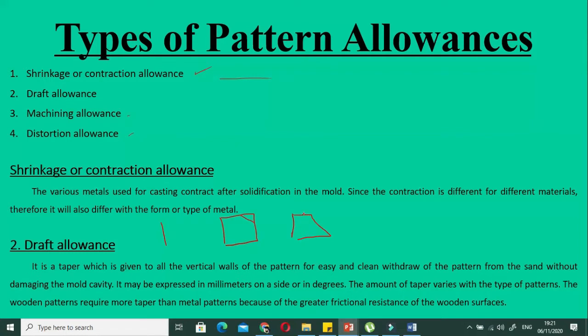If we have vertical walls and we remove the pattern from the sand, there's a chance that it will damage the mold cavity or the sand walls. So we taper the pattern walls at a certain angle so that we can easily remove it. This allowance is expressed in millimeters or degrees. The amount varies with the type of pattern we are using, either a wood pattern or a metallic pattern. If we are using a wood pattern, we will have a greater allowance because wood offers greater friction resistance compared to the metallic pattern.